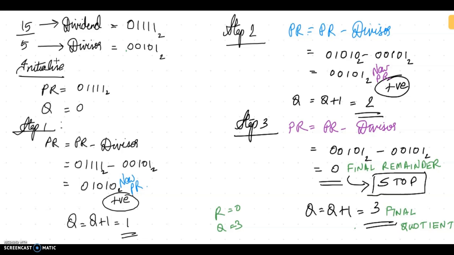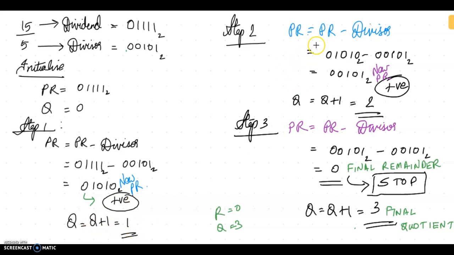The step 1. After initialization, you do PR equal to PR minus divisor. What is PR? 15. Minus divisor, 5. When you subtract it, you get 10. That is 0, 1, 0, 1, 0. And from this, you understand that it is positive. Correct. So this is your new PR. And since it is positive, you increment the value of Q. You get Q equal to Q plus 1.